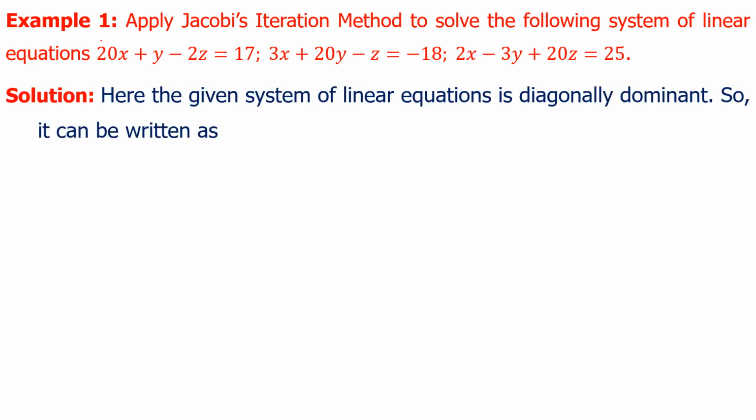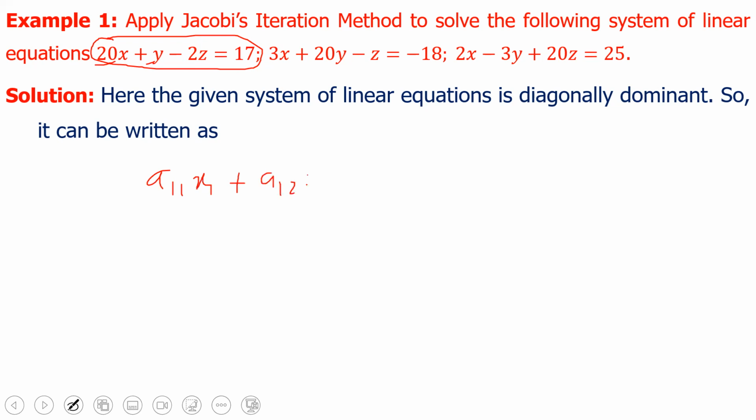So the first thing, how to solve this question: the given system of linear equations is diagonally dominant. So what is the meaning of diagonally dominant? Just look here, in the first equation, this is A11, A22, A33. How are we able to write the system of linear equations? We can write it like this: A11x1 plus A12x2 plus A13x3 plus up to A1n xn equal to B1.